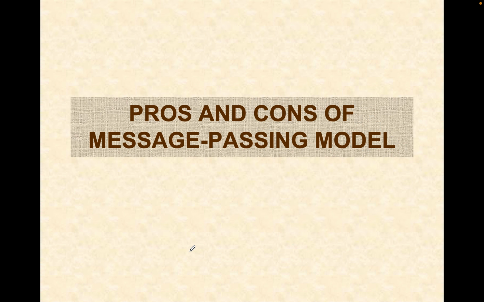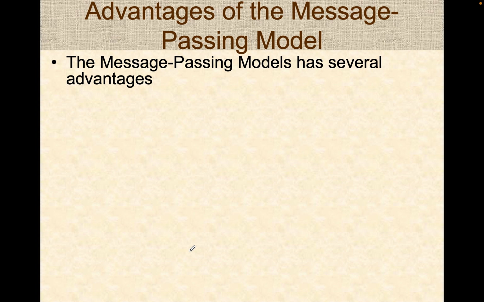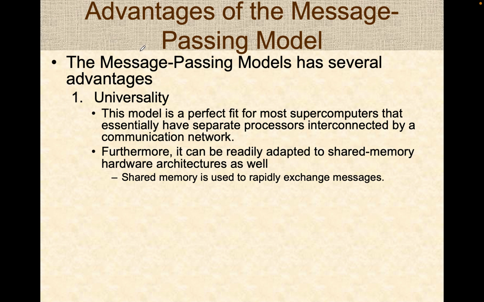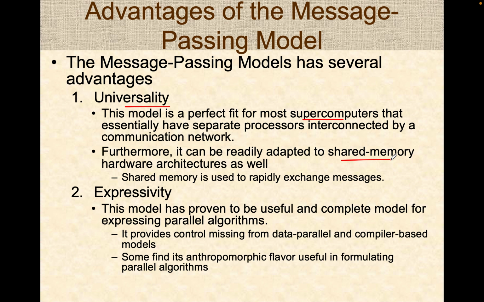So let's talk about the pros and cons of message passing model. The message passing model has several advantages. That's why it's widely used. First one is universality, where it's a good fit for most computers and most distributed computing platforms. And of course, it can be adapted to shared memory, even though that's not the real focus, but it can be. It is very expressive in the sense that you can use this model for expressing almost all of the parallel algorithms that we know. And it provides all of the aspects of a parallel algorithm, and it provides an anthropomorphic, human-like flavor, which is useful for formulating parallel algorithms.